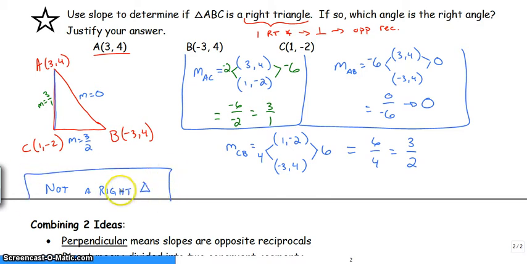In order for it to be a right triangle, if this was 3 over 1, this would have needed to be -1 over 3. Or vice versa. If this was 0, one of the others would have needed to be undefined. So it's only a right triangle if you have opposite reciprocal slopes somewhere in the triangle. If not, it's not a right triangle, and that's how we would answer this question.